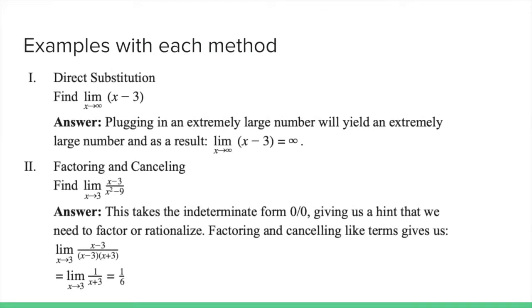Our first method is direct substitution. The question asks to find the limit as x approaches infinity of x minus 3. This may seem confusing, as, oh no, there's an infinity. But this is still an example of direct substitution, because x minus 3 is a function that exists for all real numbers, and infinity is a pretty large real number. So if we plug in an extremely large number and subtract 3 from it, that's still going to be an extremely large number.